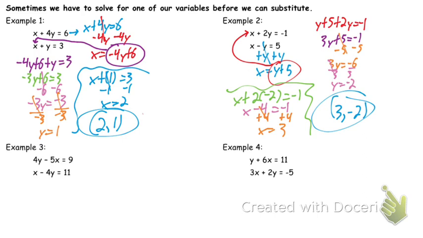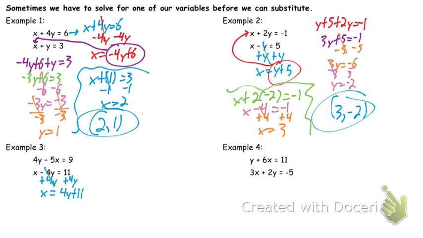Okay, so let's look at this one. Now, once again, which variable do you guys probably think would be the best to get by itself here? The bottom x, right? Okay, so we're going to add 4y to both sides of the equation. Negative 4y plus itself is 0. x equals 4y plus 11, or 11 plus 4y. It really doesn't matter the order you write it in.